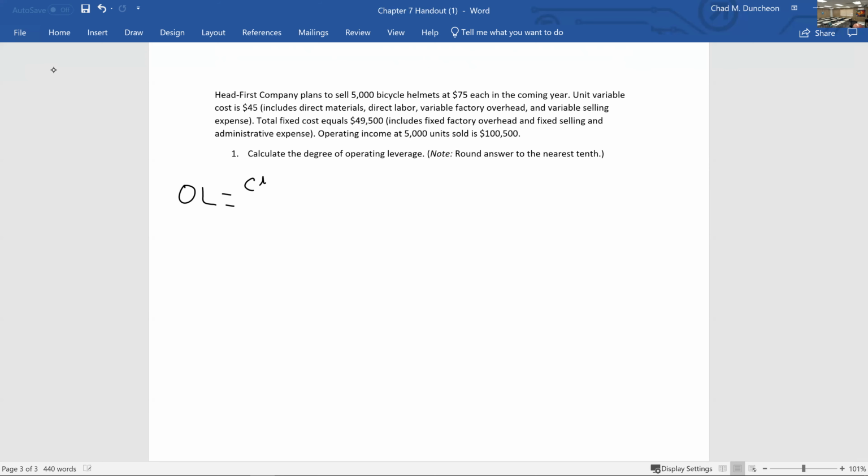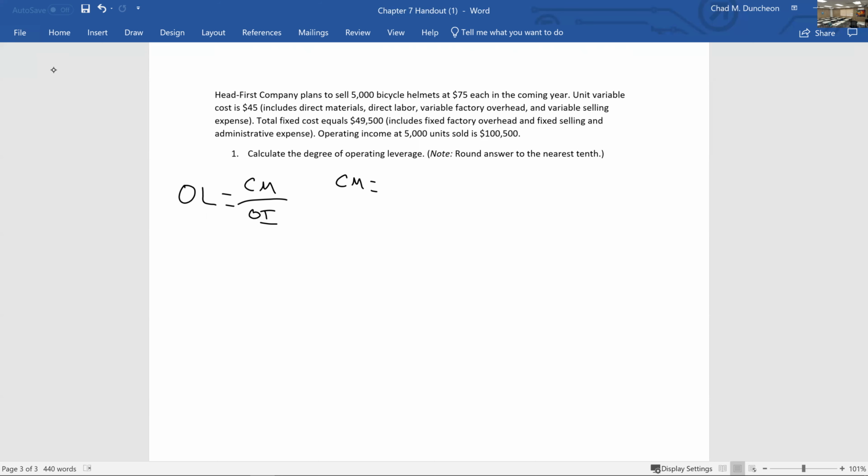Operating leverage equals contribution margin divided by operating income. Our total contribution margin. Well, we could go back and look at number 1 and do a statement. We could calculate it out. 5,000 bicycle helmets at 75 each. That was our sales. 5,000 times 45. That was our total variable cost. Subtract them and get our contribution margin.